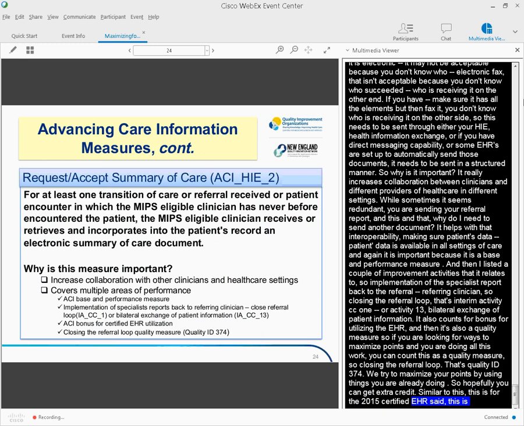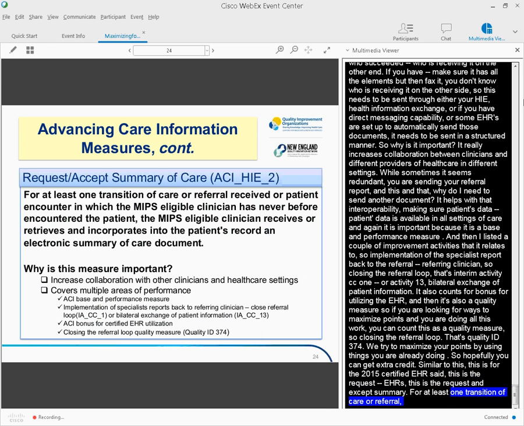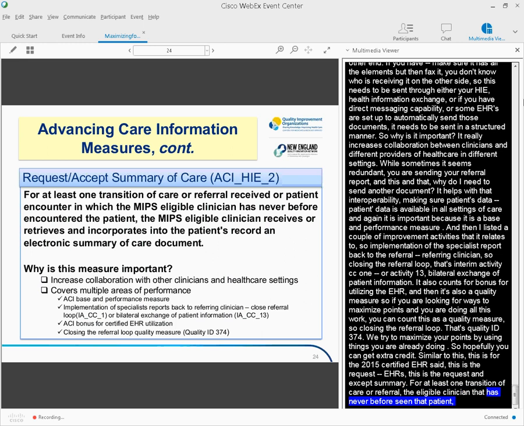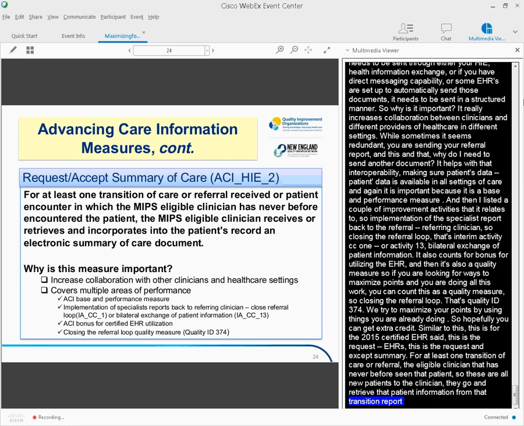So for at least one transition of care referral, the eligible clinician has never before seen that patient. So these are all new patients to this clinician. They go and retrieve that patient information from that transition report or referral report and pull it into their EHR, as I mentioned. So you really need to take the report and not just jam it into some sort of scanned document file and really never refer to it again.